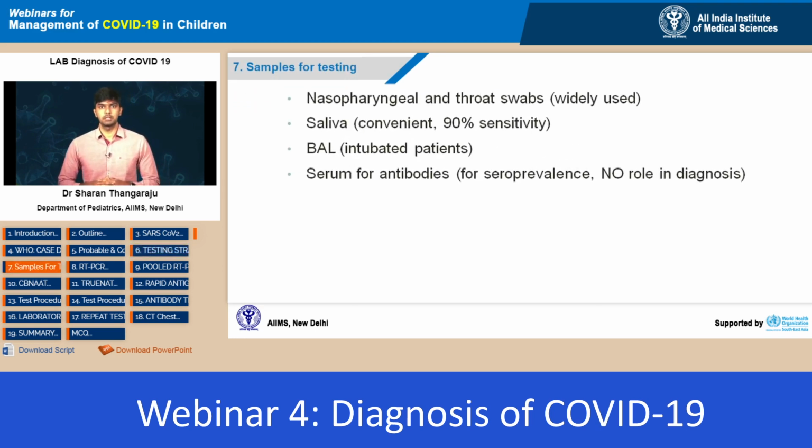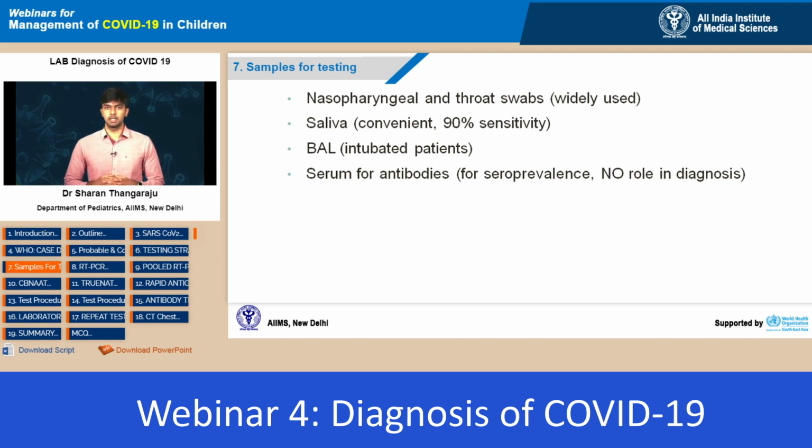Upper respiratory samples like the nasopharyngeal and throat swabs are most widely used for the diagnosis of COVID-19. Sample collection is an aerosol generating procedure and poses a potential risk to the healthcare workers and warrants donning appropriate PPE. Saliva is emerging as a substitute specimen for virus detection. Data is still emerging, but it is said to be 90 to 95% sensitive in comparison with nasopharyngeal swabs.